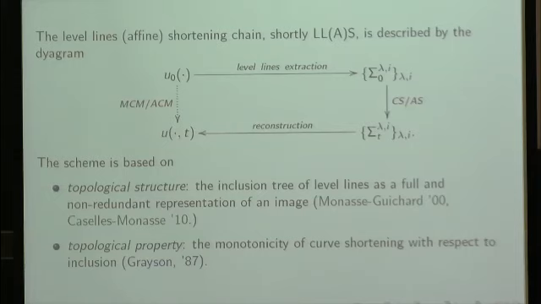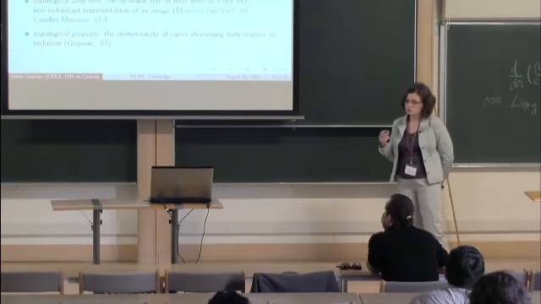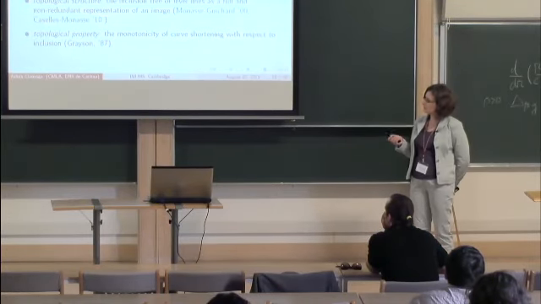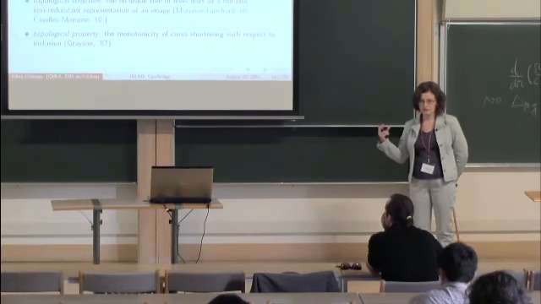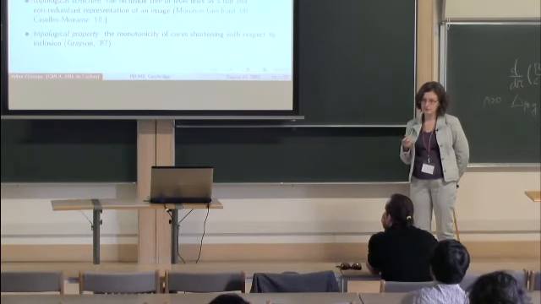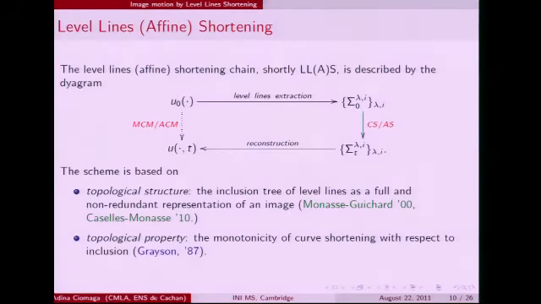And both in the discrete and in the continuous case, this problem is based on two properties. One is a topological structure, that is, all of the level lines will be embedded in a tree structure. I'll get into details a little bit on the next slide. And the other property is the so-called inclusion principle that is satisfied by the curve shortening problem and also affine shortening.